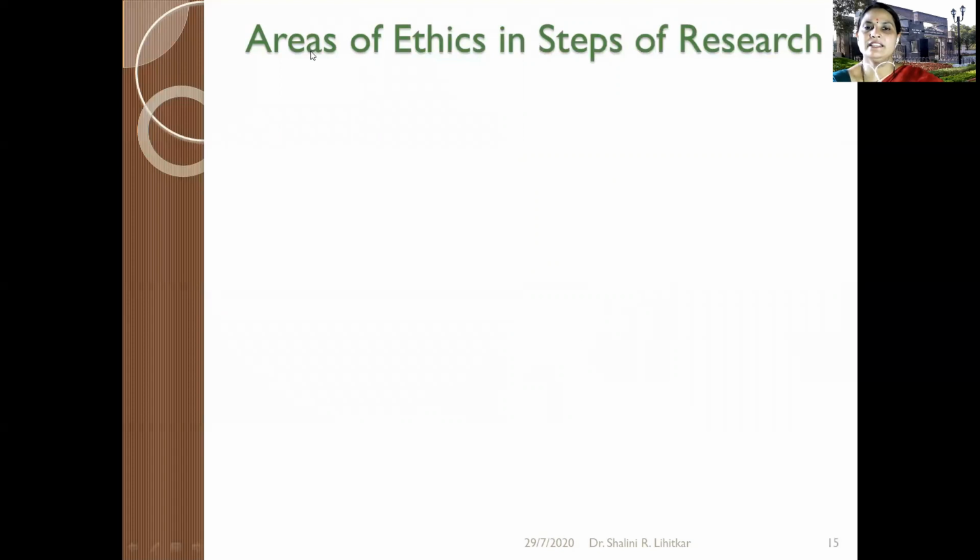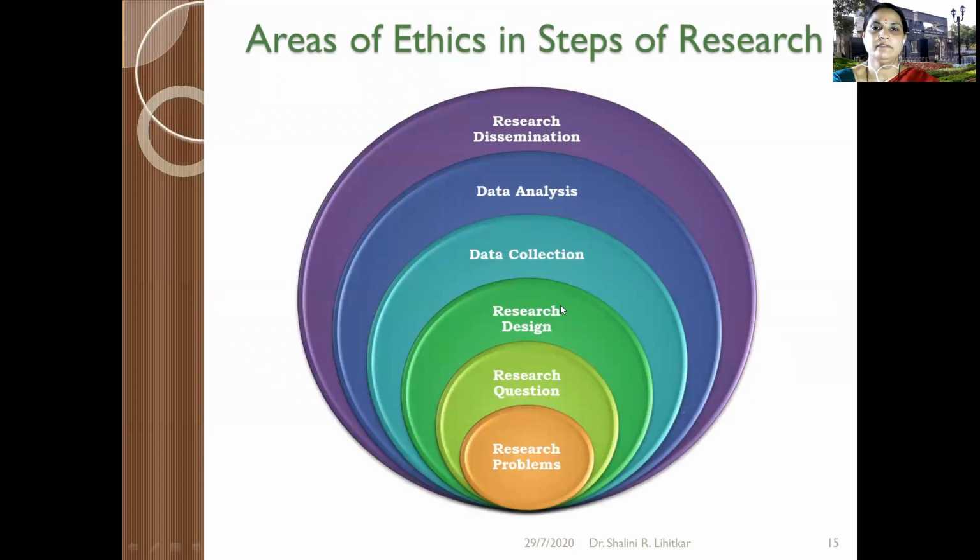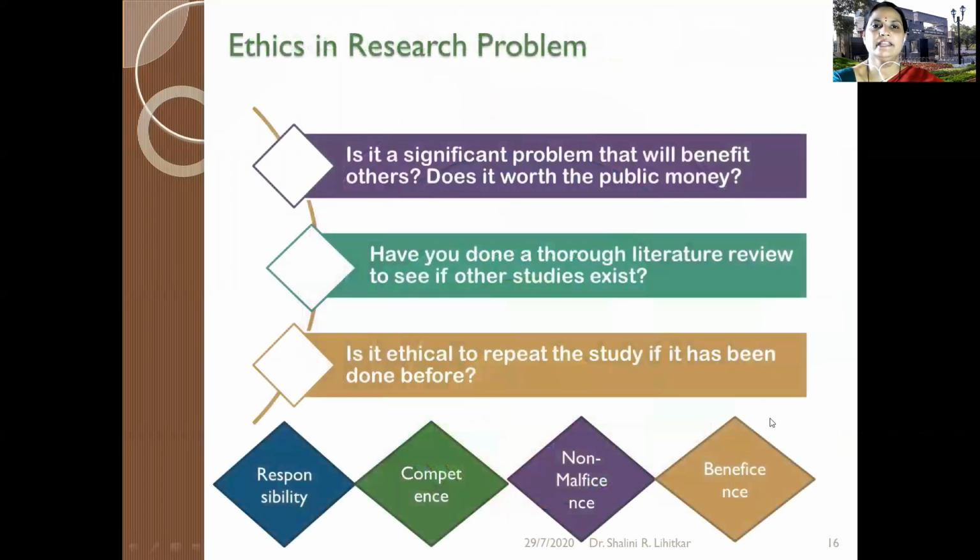Then, what are the areas of ethics in the steps of research? Whenever we do research, in every research, we have to follow the ethical principles. So how do we follow these ethical principles in each step of research? That is the research problem and research questions. Then how to follow ethics in research design? How to follow ethics in data collection and analysis, and when we are producing that particular research in dissemination form, then what are the various areas of ethics? So let us see one by one each area of ethics.